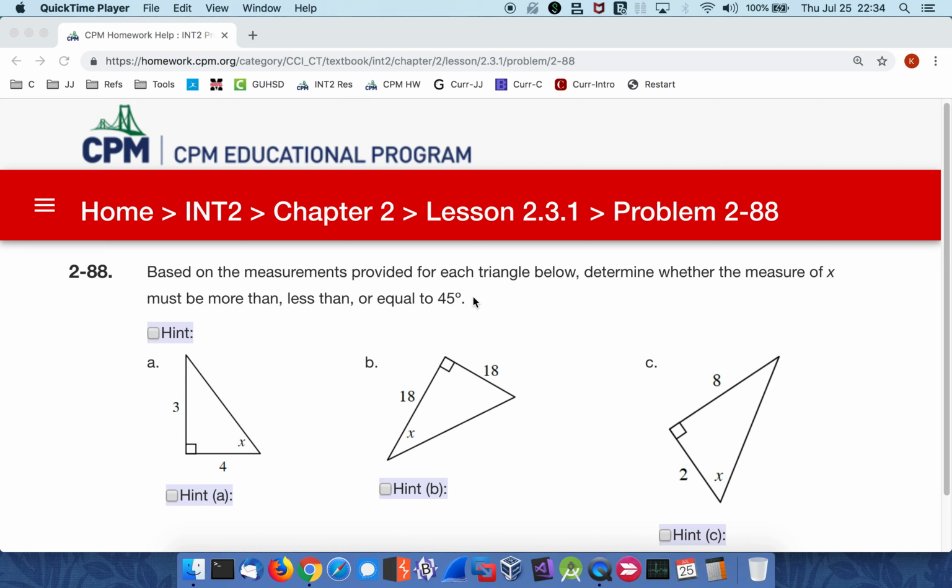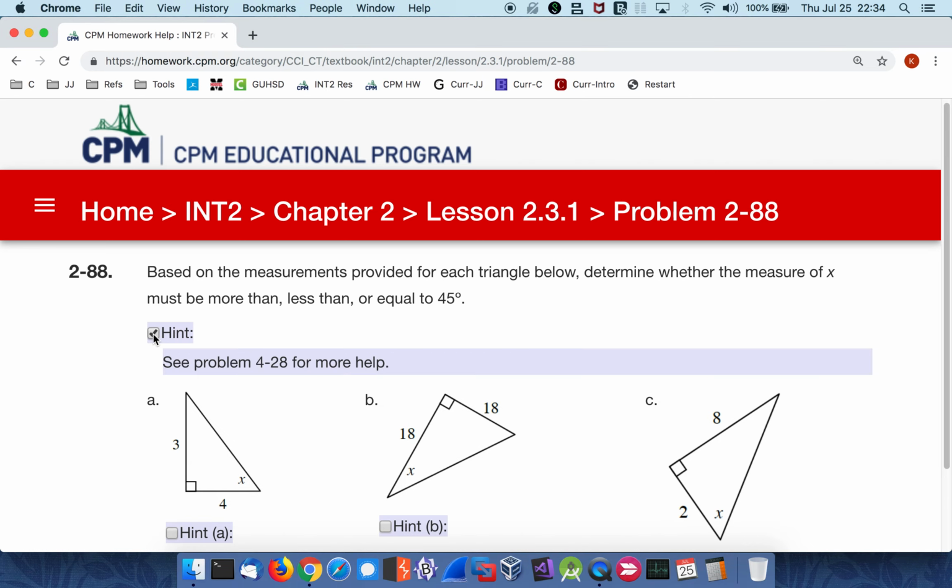Alright, so here we are on 2-TAC-88, last one for the night. Let's see, this looks like another thinking kind of analysis problem. So it doesn't look like we're going to be doing much math in here, just kind of reasoning about it. So based on the measurements provided for each triangle below, determine whether the measure of x must be more than, less than, or equal to 45 degrees. Okay, I see what they're going for here.